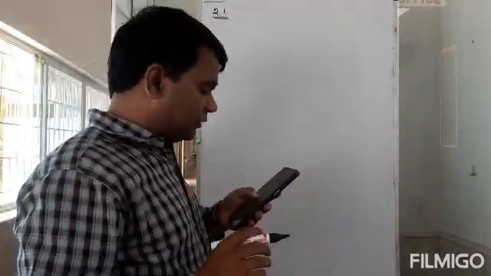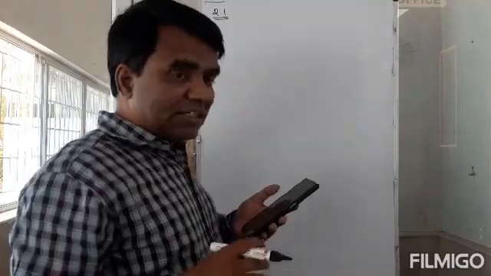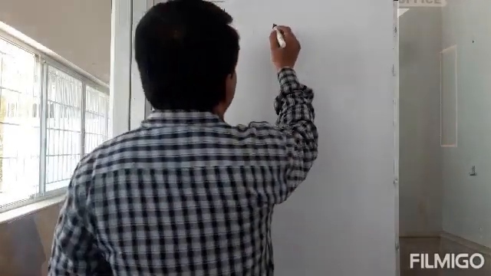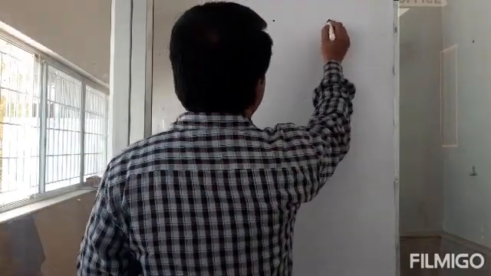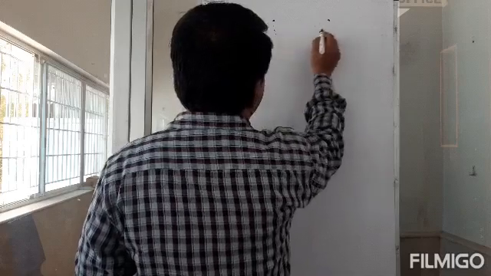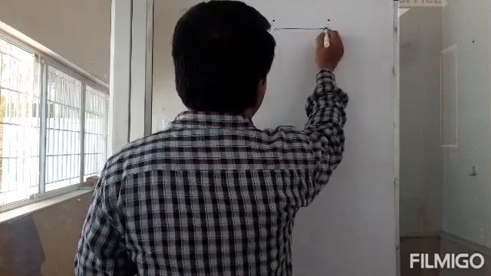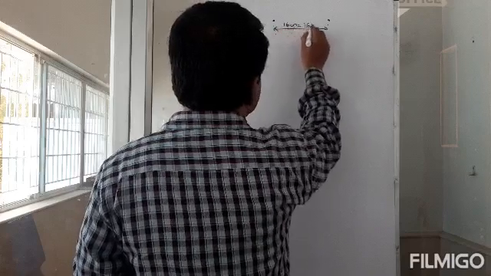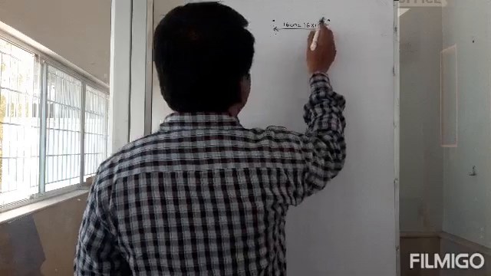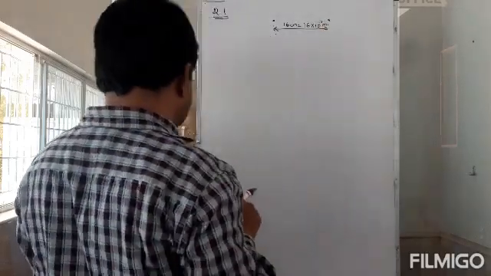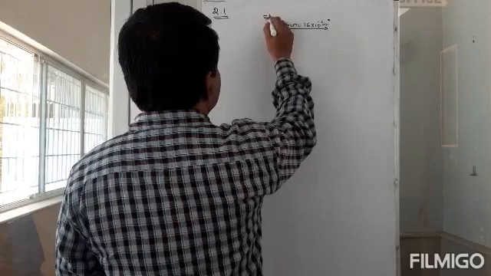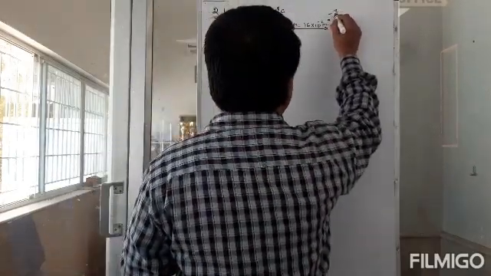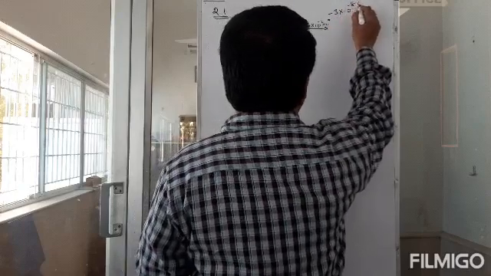So there are two charges, 5 into 10 power minus 8 coulomb and minus 3 into 10 power minus 8 coulomb. So there is this one and there is another charge, and they are separated by a distance of 16 centimeters, which is 16 into 10 power minus 2 meters. First one is 5 into 10 power minus 8 coulomb, that's the charge here, and here it is minus 3 into 10 power minus 8 coulomb.